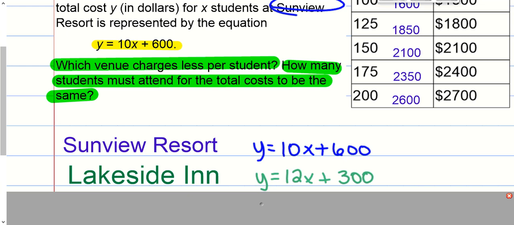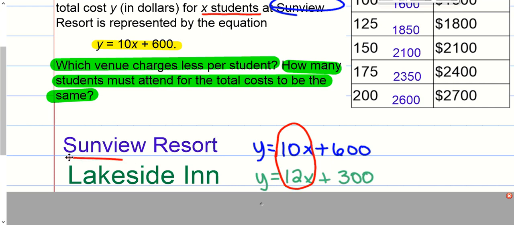So the question here is, which venue charges less per student? Well, we need to know what information is giving us. So per student, if it says up here that there's X number of students, then the X is the number of students. So the 10 and the 12 is the charge per student. So which venue, if I'm comparing the slope of both, which venue charges less per student?